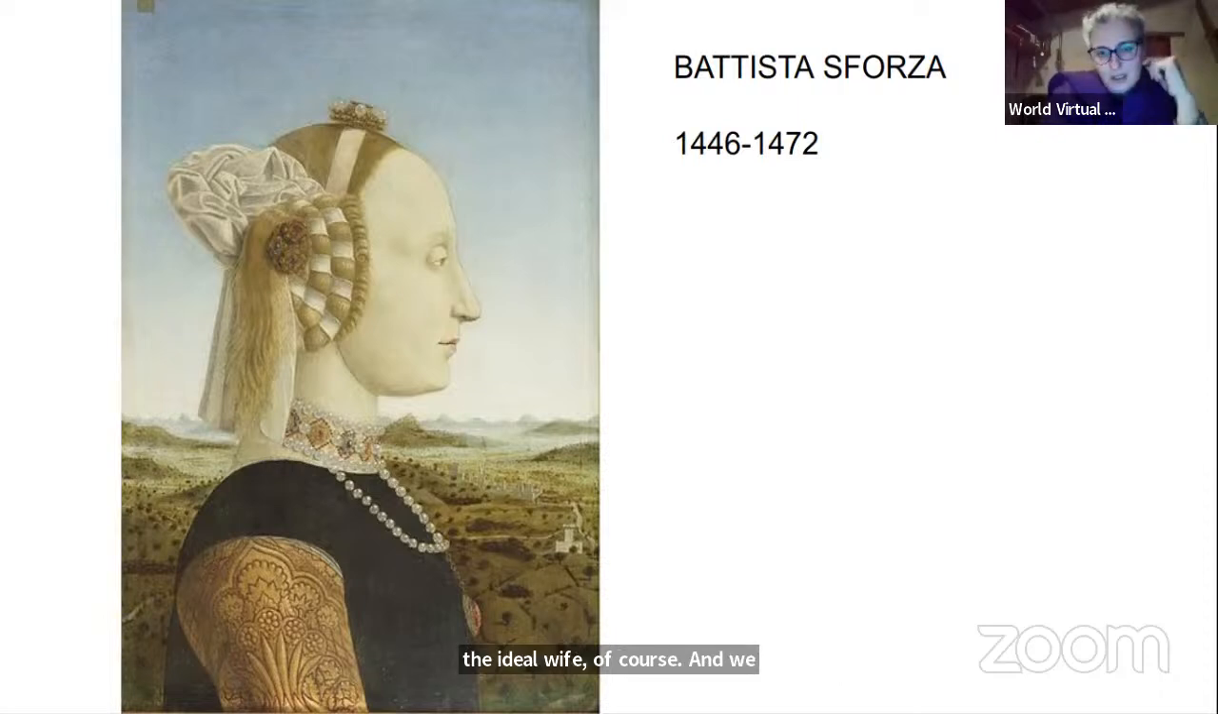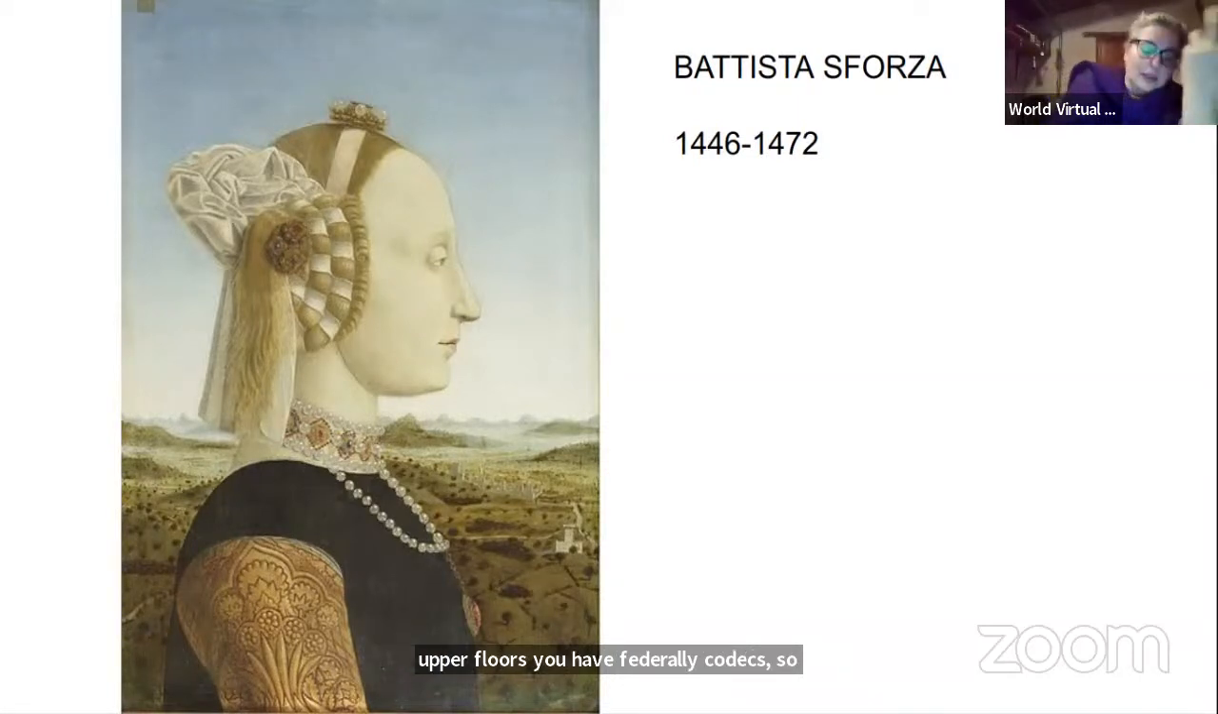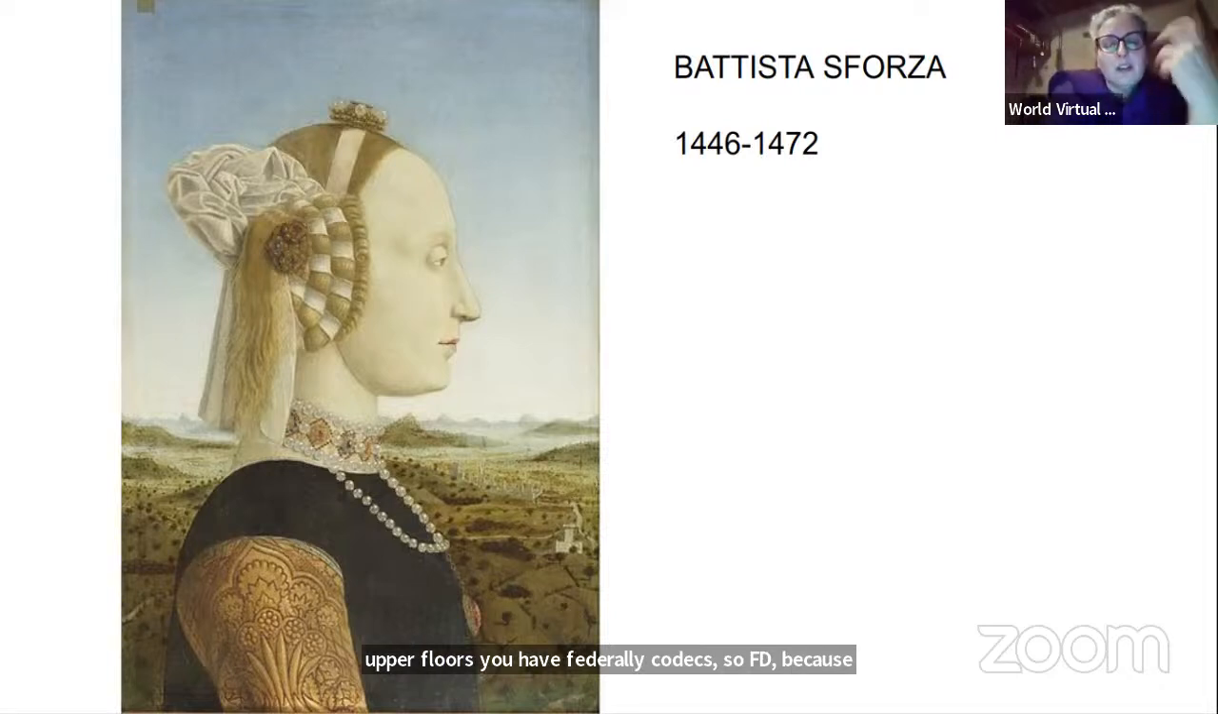We always say the Duchess Battista Sforza, but in reality, she was never Duchess, because the title of Duke was only given to Federico da Montefeltro in 1474. That's why I say that dates matter. Before that, he was the Count of Montefeltro. If you visit the famous palace in Urbino, on the ground floor, often you will see FC, Federicus Count. So the C stands for Count. And on the upper floors, you have Federico Dux, so FD, because in the meantime he had become a duke. So we always say this is a portrait of the Duke and the Duchess of Urbino, but in reality she was never Duchess, because her husband was named Duke only two years later.